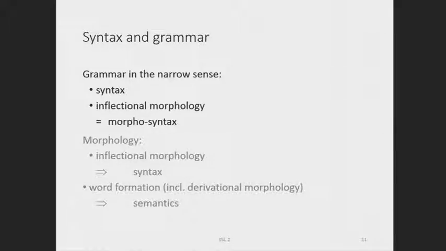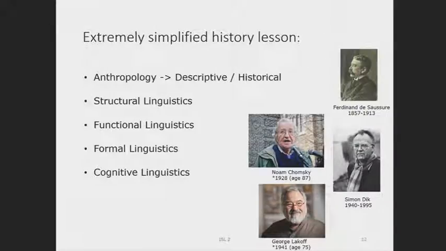But depending on the theory you work with, you could say, as Plaque did, that grammar includes all kinds of morphology, and it can even include word formation processes and derivational morphology because meaning is relevant to grammar. And that depends on what kind of approach and what kind of theory you deal with.